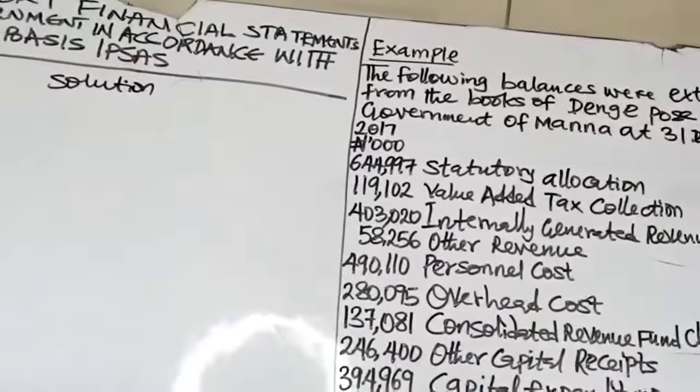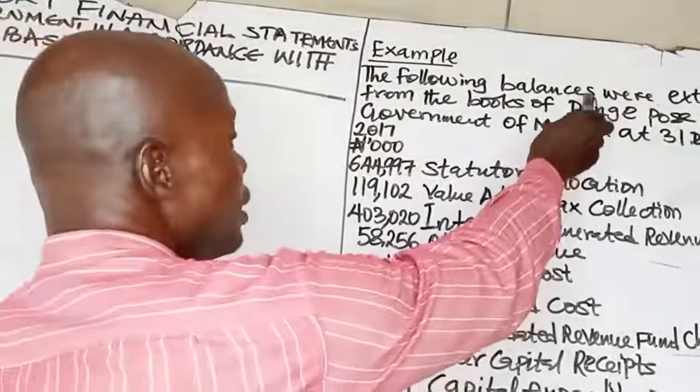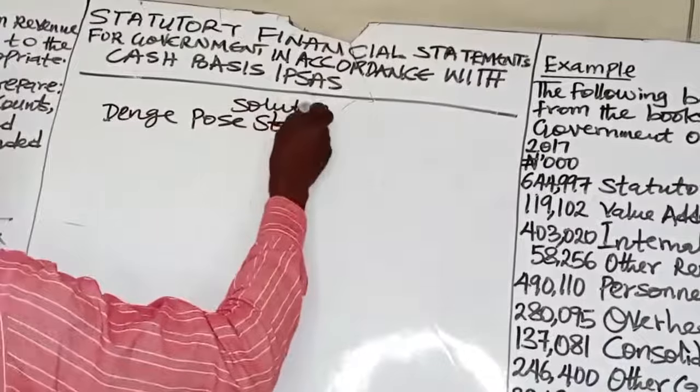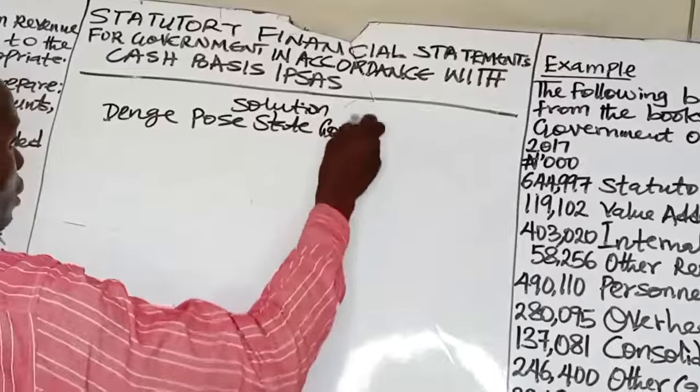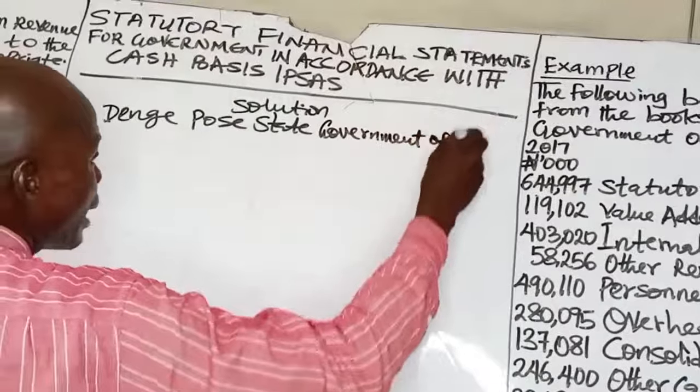The name of the public sector entity is Denge Post State Government of Mana. So now let's have Denge Post State Government of Mana.